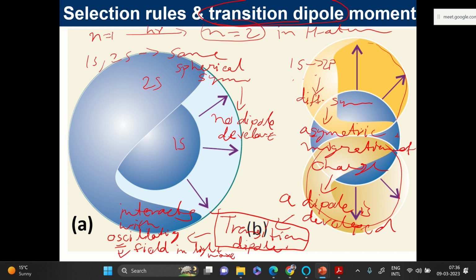ठीक है, ये पहले वाले केस में when we are visualizing the 1s to 2s transformation, when a 1s electron wave transforms into 2s, there is no such asymmetric migration of charges. There is the same symmetry of the two orbitals. The electron distribution profile remains the same. There is no dipole developed, and as there is no dipole developed, there is no interaction with the electric field vector in the light wave, and so there is no absorption.